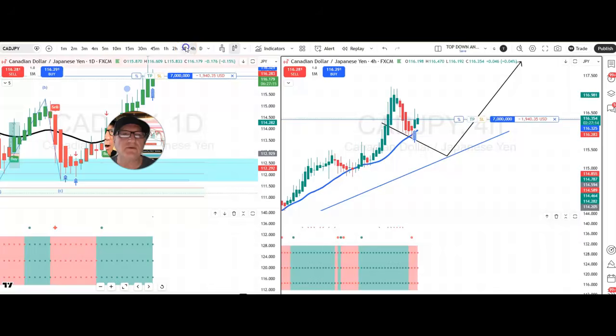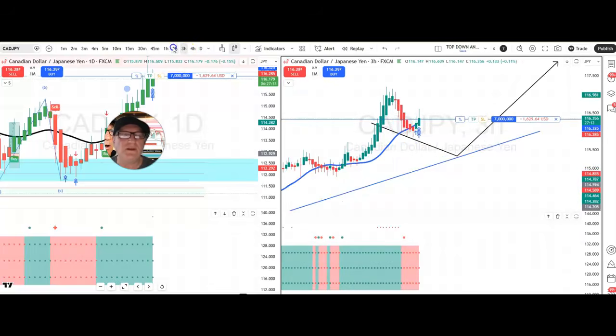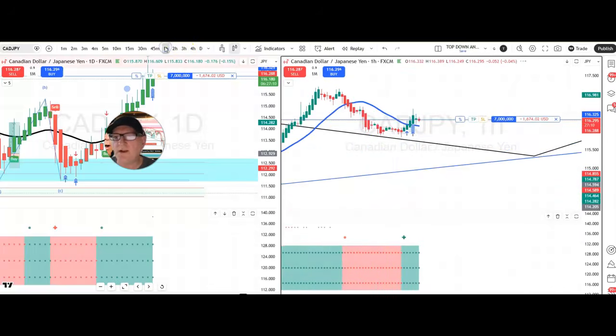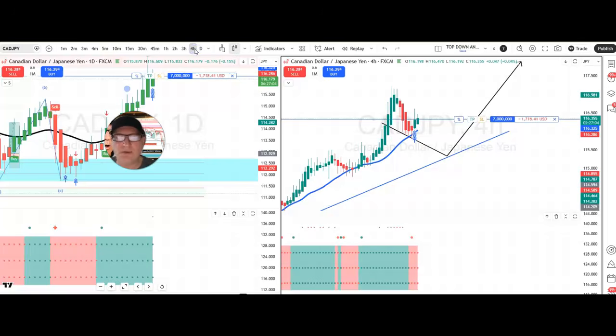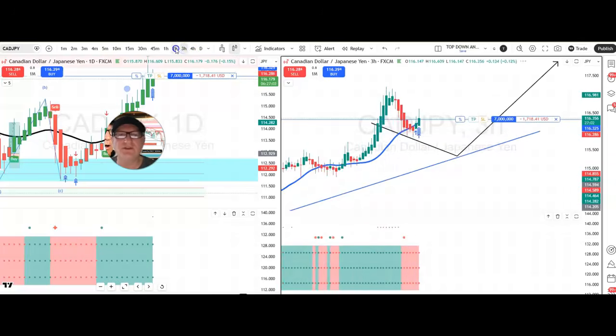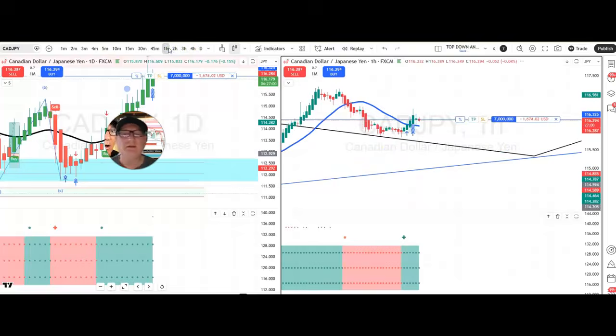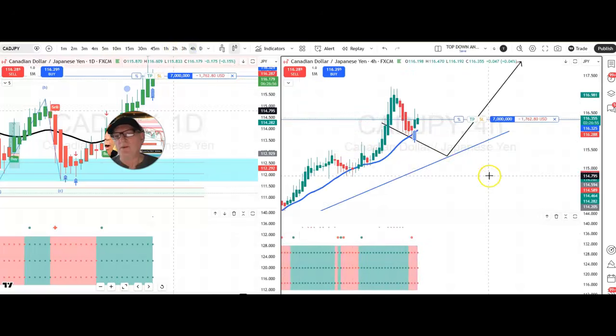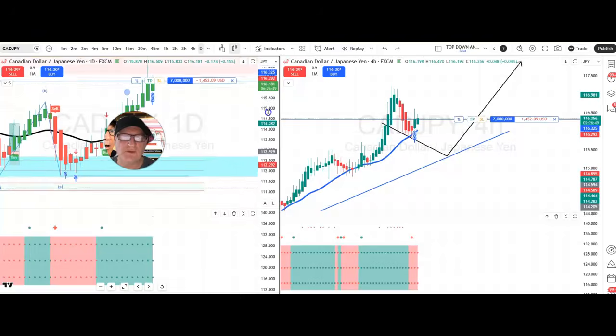Now if we go down, of course, we can go down to 3-hour, we can go down to the 2-hour, we can go down to the 1-hour. The 1-hour is much clearer, of course. But what you want to make sure is the 4-hour complies with the 3-hour, the 2-hour and the 1-hour. So dial it down, make sure the position is correct, and then once all the buyers are in on the 4-hour, then they will definitely be ready for you on the lower time frame as well.